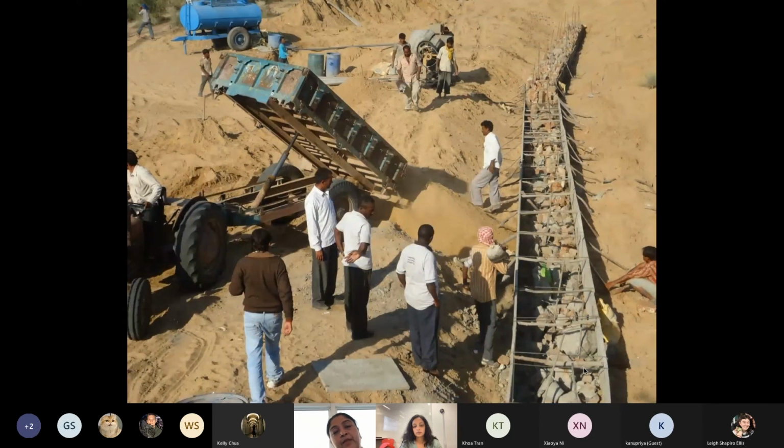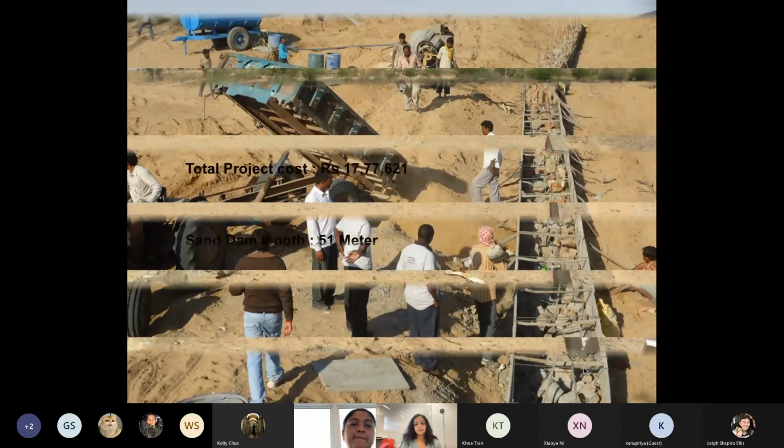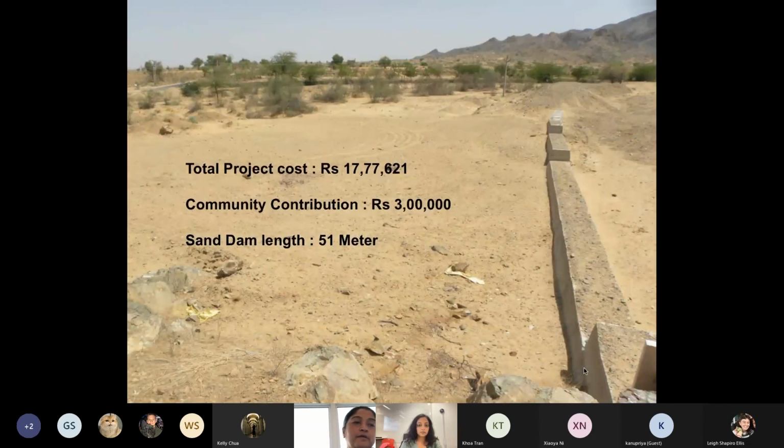So basically, what has happened is that we have gone down. We have used a lot of iron to fix these stones and made a water seal, so the water does not penetrate below the structure from the rock. So basically, the structure has risen from the rock, so it's become a part of the rock. And here's the dam. So it's about 51-meter long, and the project cost and the community contribution are written.